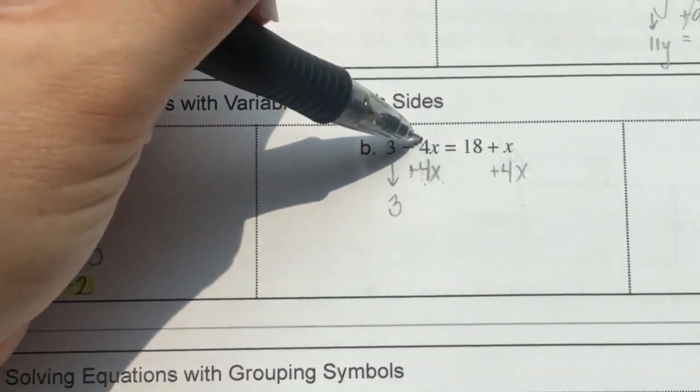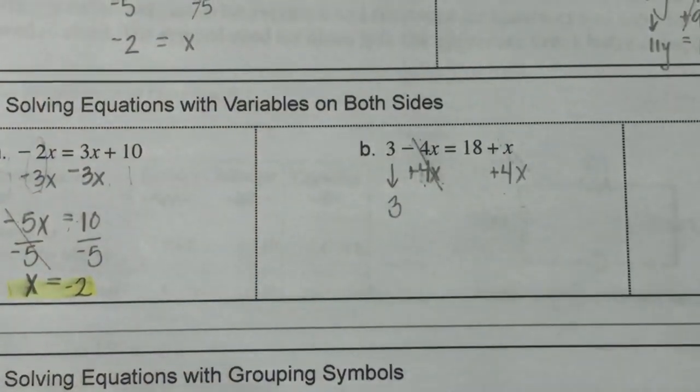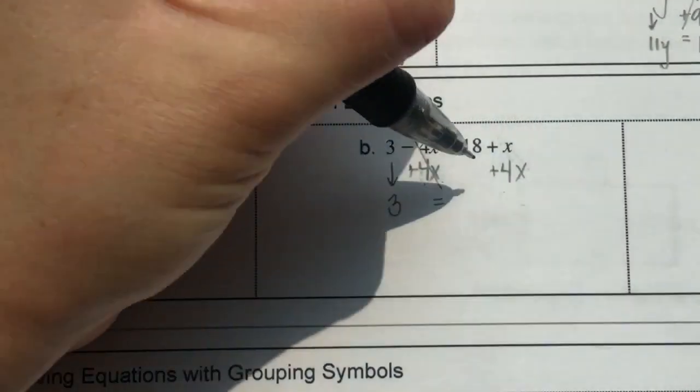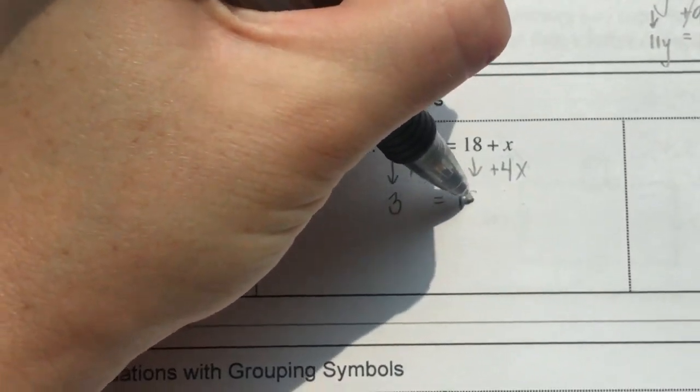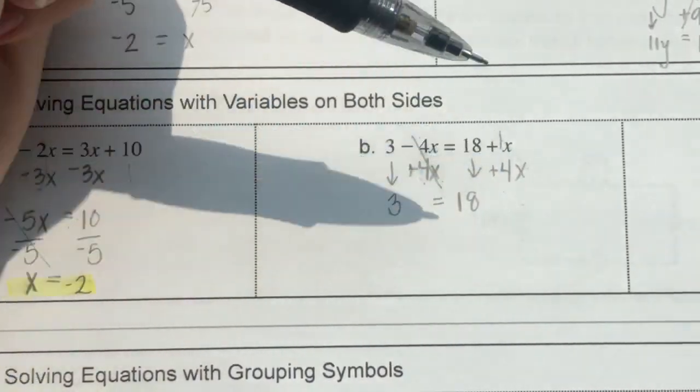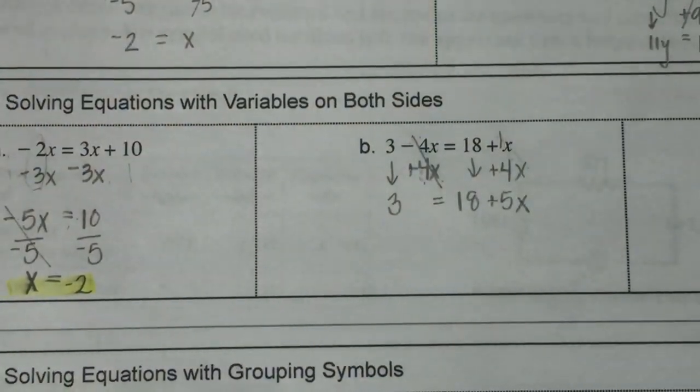And then negative 4x and positive 4x, or minus 4x and plus 4x, cancel out. Bring down the equal sign. Bring down the 18. And then x plus 4x. So this is like 1x plus 4x, so that's 5x.